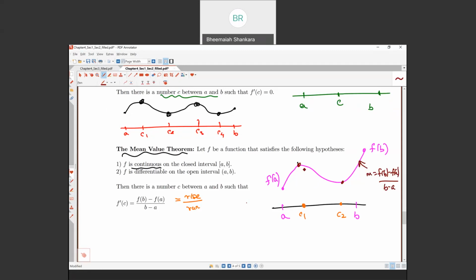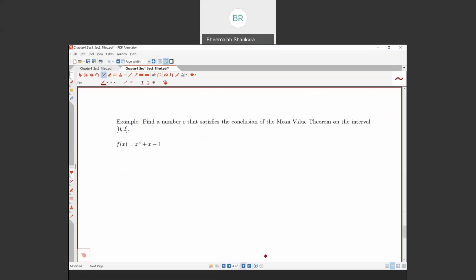In the next example, find a number c that satisfies the conclusion of the mean value theorem on the interval [0, 2], and the function given is a cubic function, x cubed plus x minus 1. So the first thing you want to check is if this function is continuous. These are polynomials, so they are continuous functions. Then you would check if this function is differentiable. And the answer is still yes, this function is differentiable.